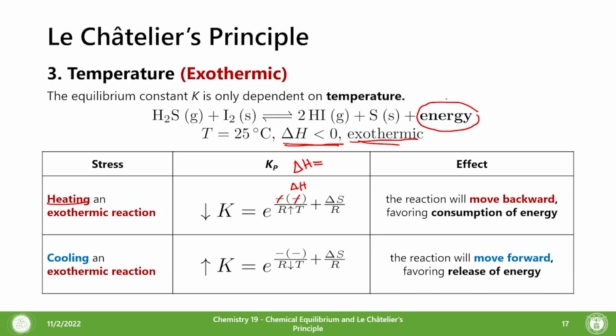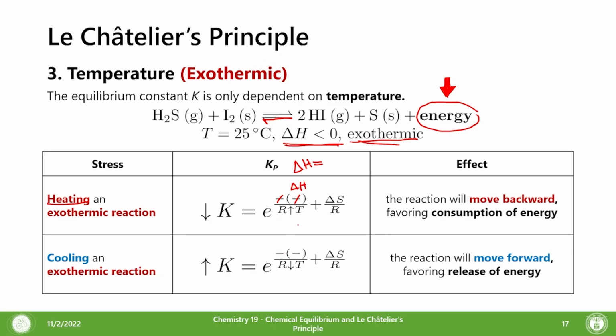If we increase the energy on the product side, not increase it, I'll show it as an application of stress. If we apply stress to the energy side contained in our product side, if we increase the stress on our product side where energy is located, then it will move backward, favoring the consumption of energy from our products.